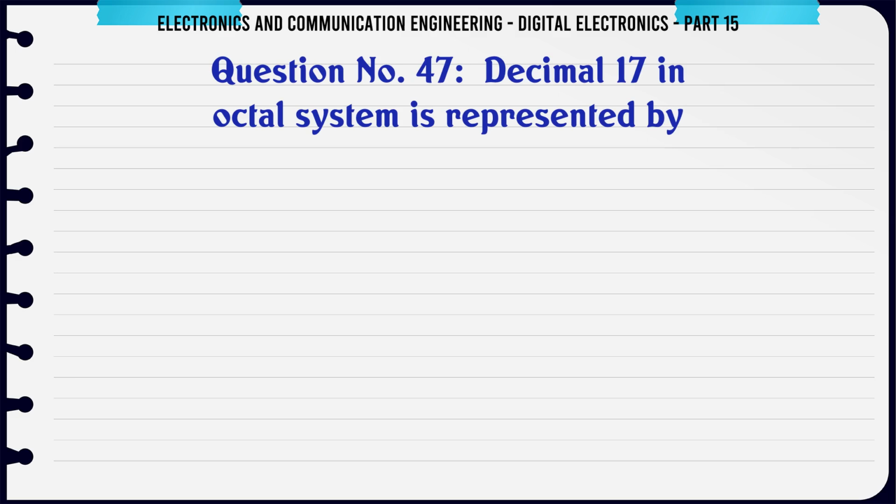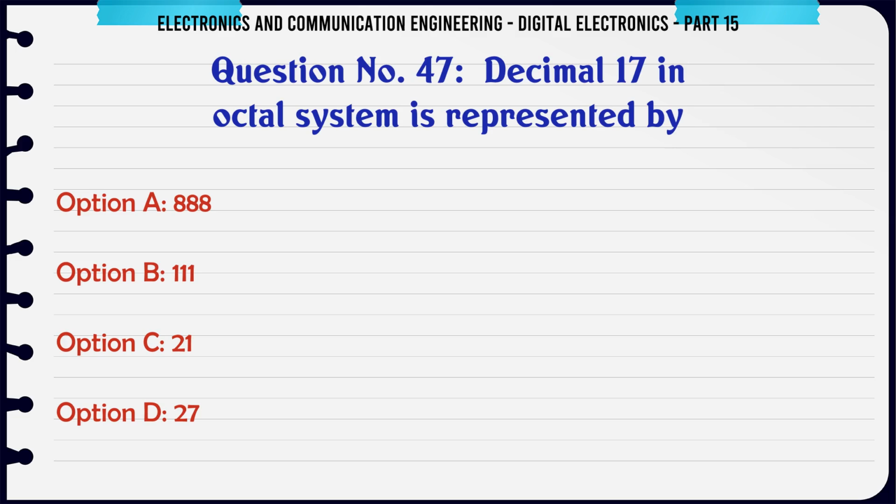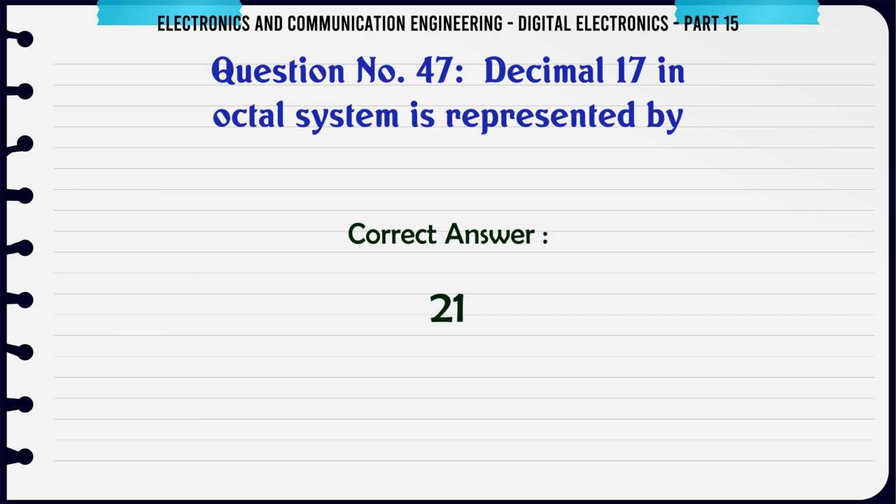Decimal 17 in octal system is represented by A. 888, B. 111, C. 21, D. 27. The correct answer is 21.